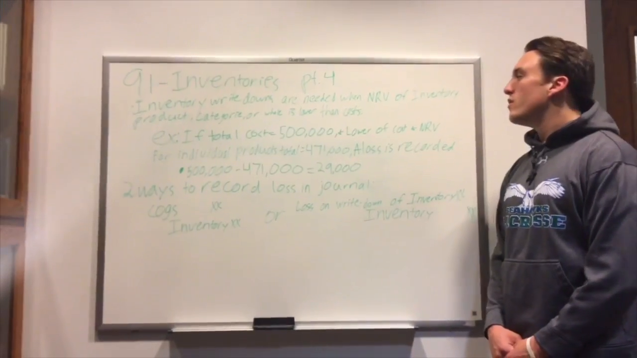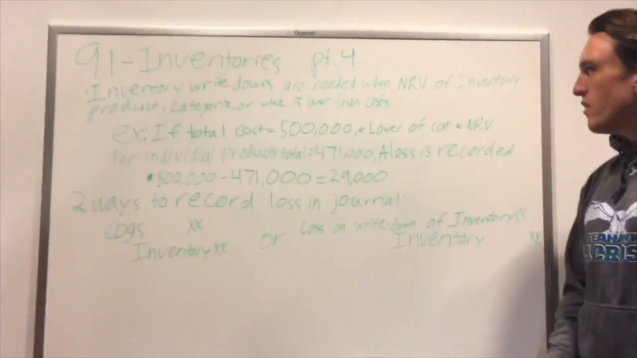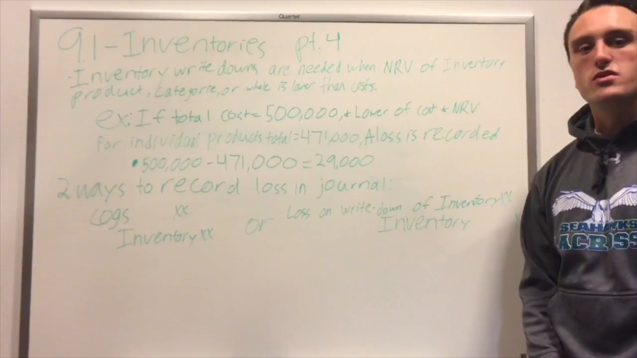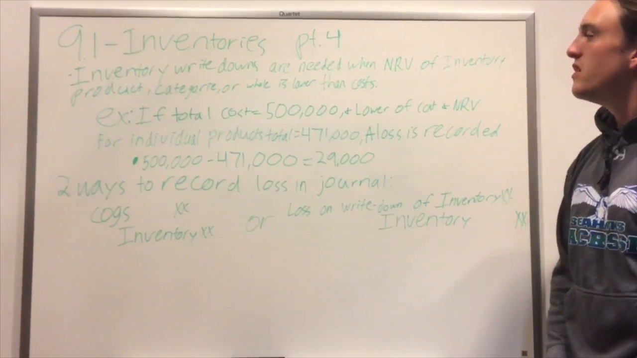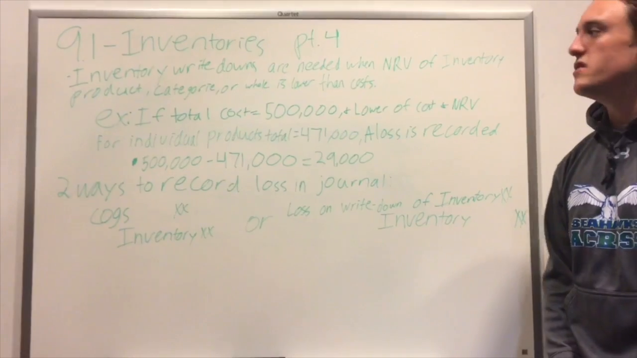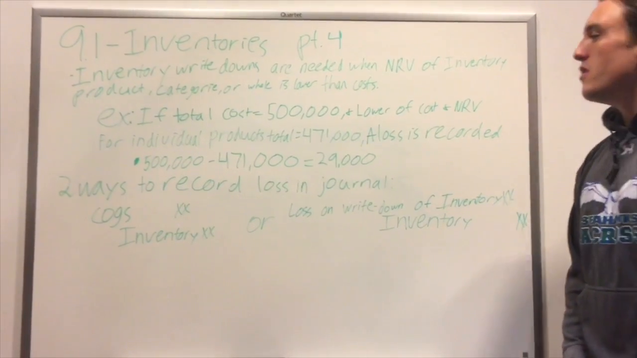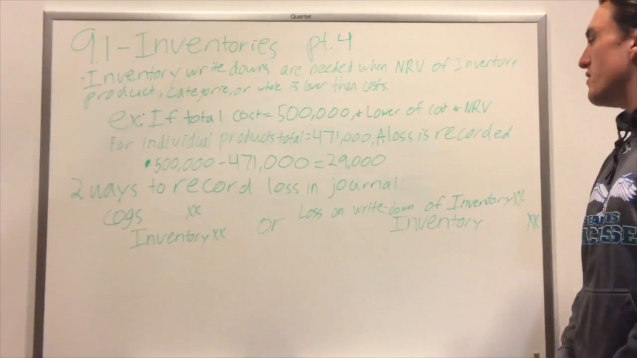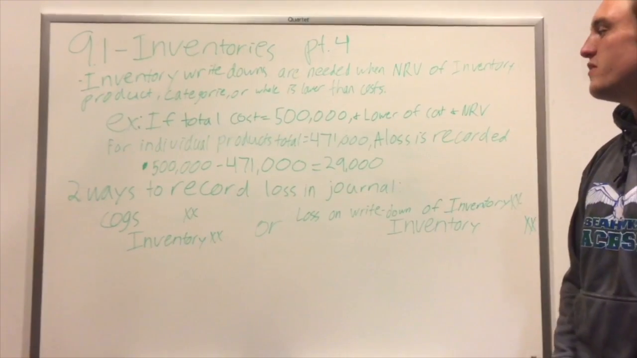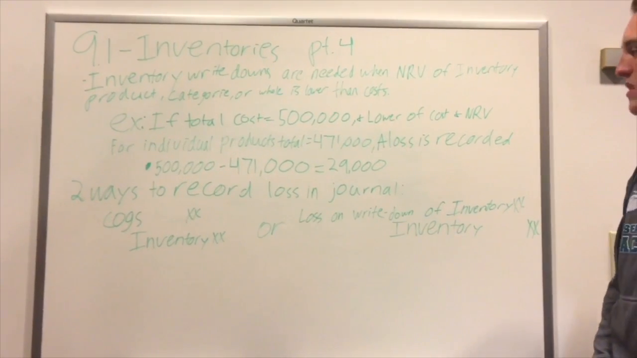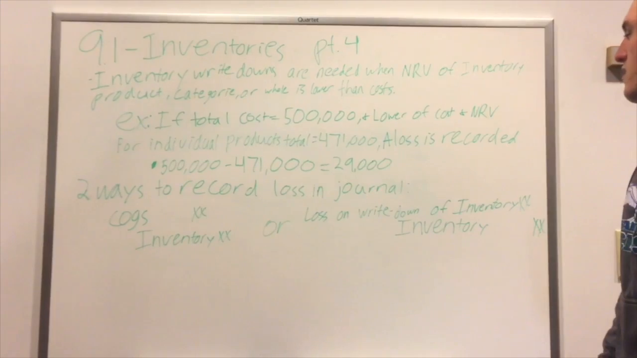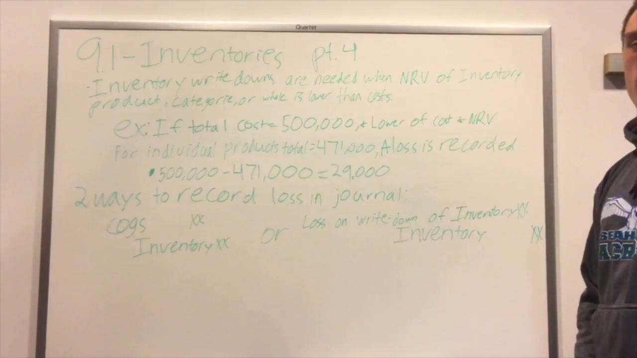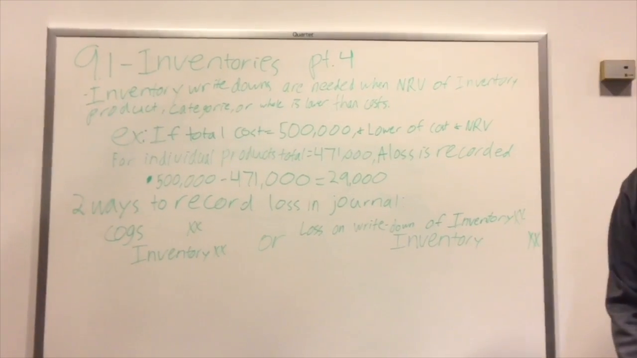When the lower of cost and NRV of either the inventory, product category, or the whole is lower than the regular total cost, then a write-off is needed. For example, if total cost is equal to 500,000 and the lower of cost and NRV for individual products totals 471,000, then a loss is recorded. This loss would be 29,000. And then you would need to write that into your journal entry and use a disclosure note.